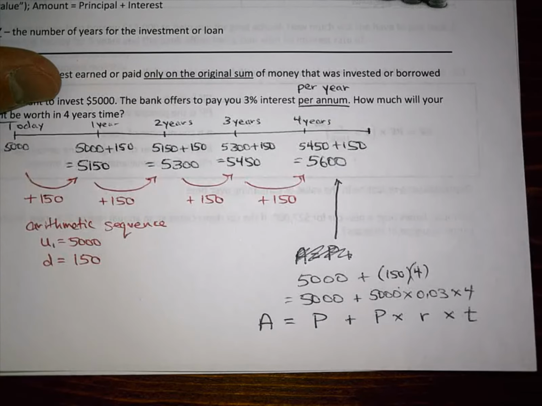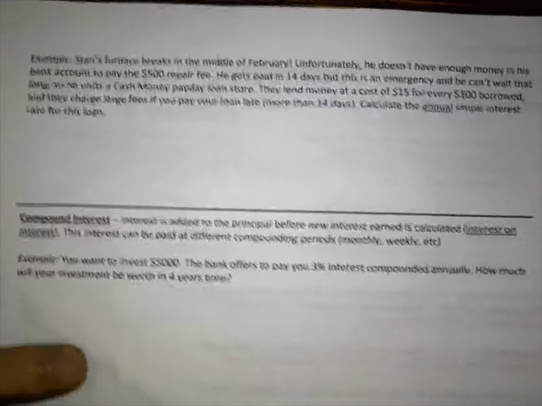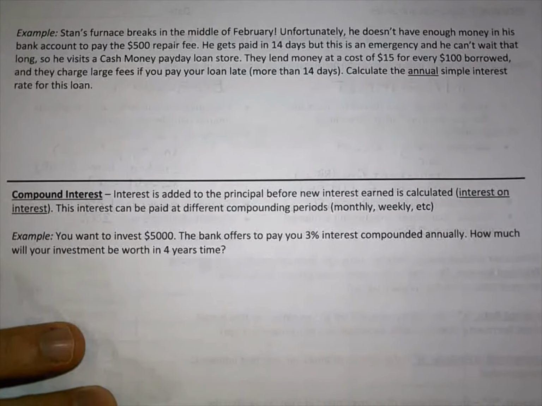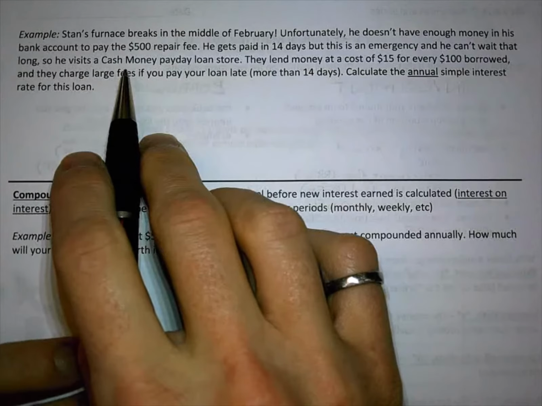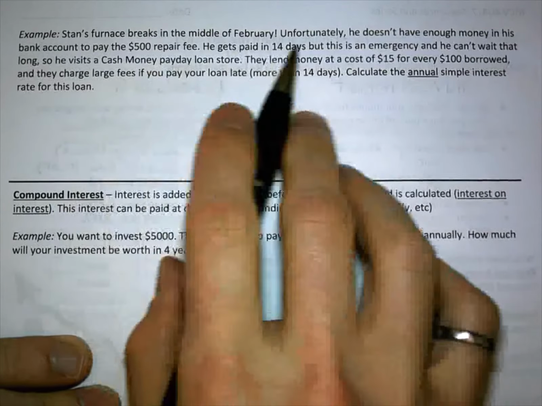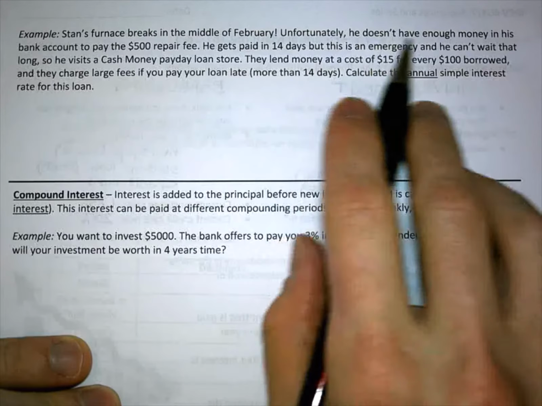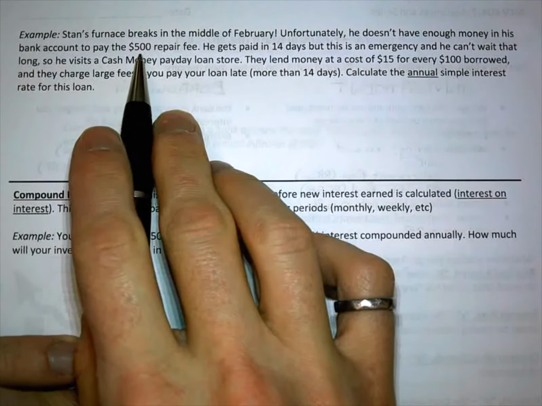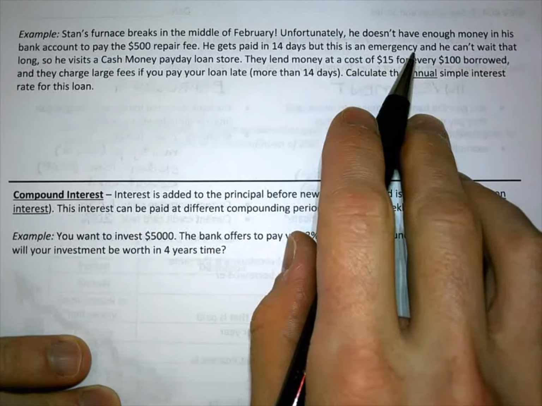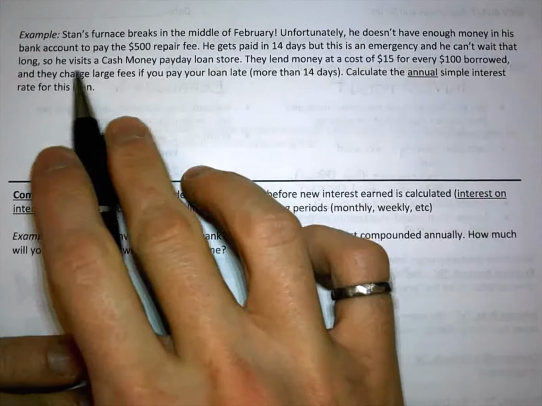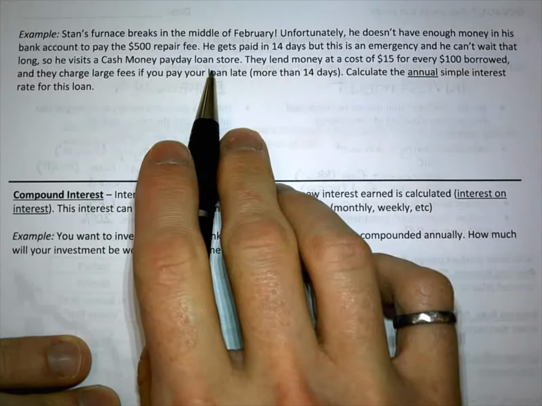That is simple interest. Now, before we go on to the second type of interest, compound interest, we do have a useful example to talk about. Stan's furnace breaks in the middle of February! Unfortunately, it's very cold. Unfortunately, he doesn't have enough money in his bank account to pay the $500 repair fee. He gets paid in 14 days, but this is an emergency and he can't wait. So he goes to visit the Cash Money Payday Loan store.